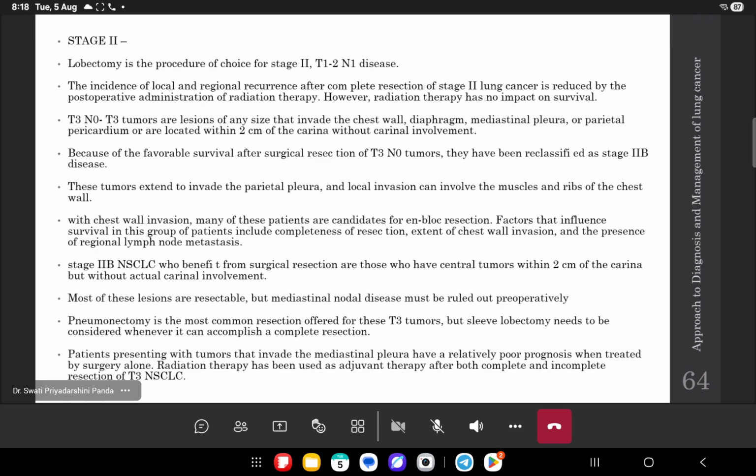Most of these lesions are resectable, but mediastinal nodal disease must be ruled out preoperatively. Pneumonectomy is the most common resection offered for these tumors, but sleeve lobectomy needs to be considered whenever it can accomplish a complete resection. Patients presenting with tumors that invade mediastinal pleura have a relatively poor prognosis when treated by surgery alone. Radiation therapy has been used as an adjuvant therapy after both complete and incomplete resection of T3 disease.